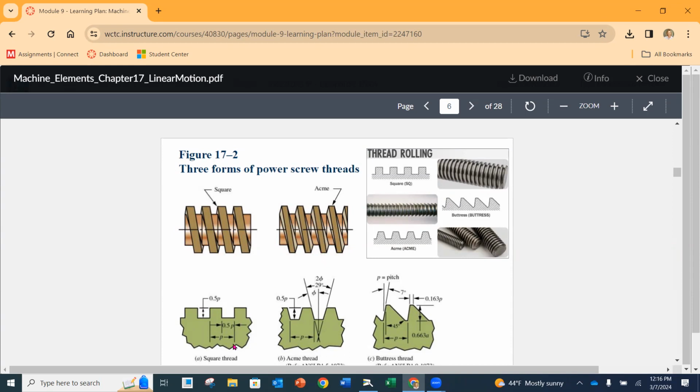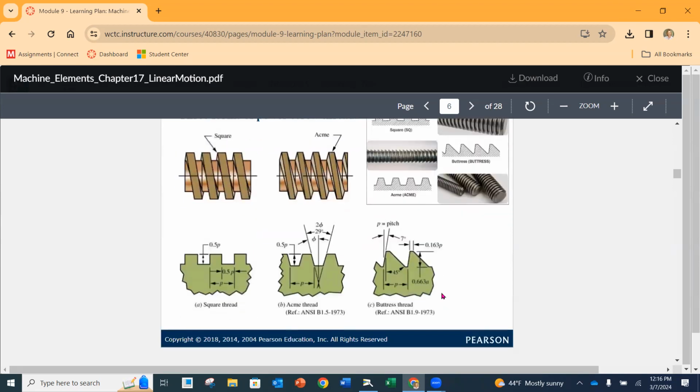Now, the square and the buttress are the two that are most efficient in terms of getting the job done. But the acme is more popular because it's easier to create and machine. So many times you're going to see these lead screws made with acme threads. They're just bigger, chunkier threads, with much of the same terminology that you are familiar with from working with fasteners. It's here as well.